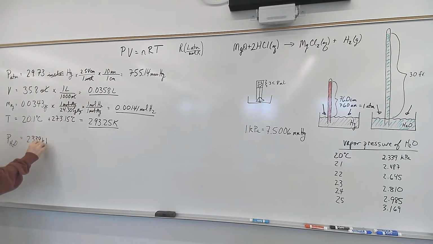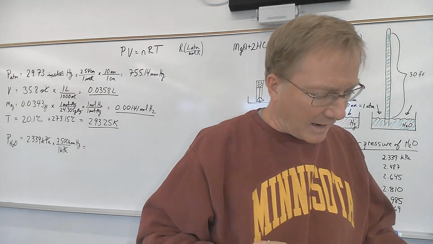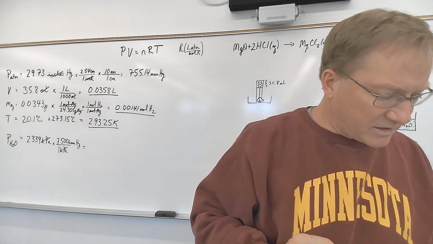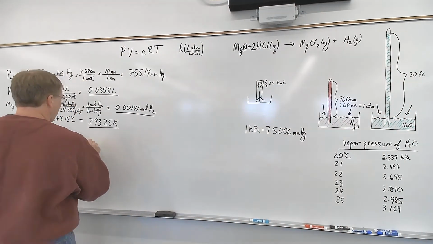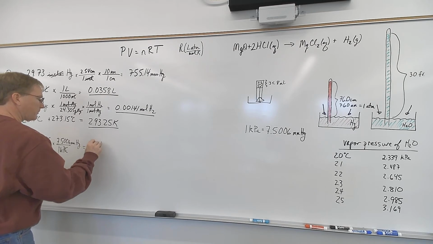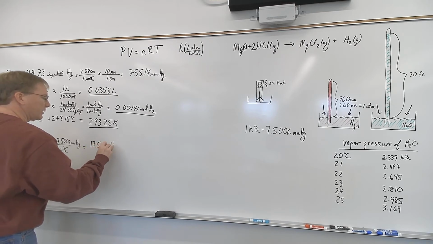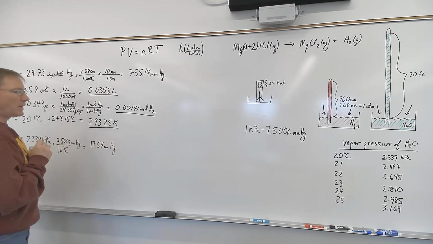So the pressure of the water here is going to be equal to that 2.339 kilopascals, and we are going to do a conversion to millimeters of mercury. 1 kilopascal is equal to 7.5006 millimeters of mercury. And when I do that calculation, the kilopascals cancel out. I'm left with millimeters of mercury. I get from that 17.54 millimeters of mercury.